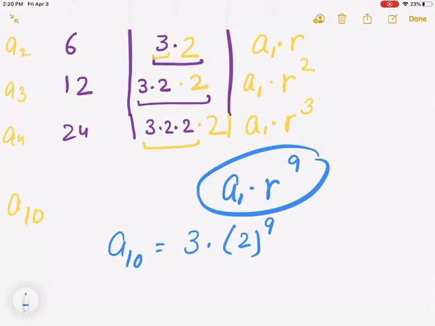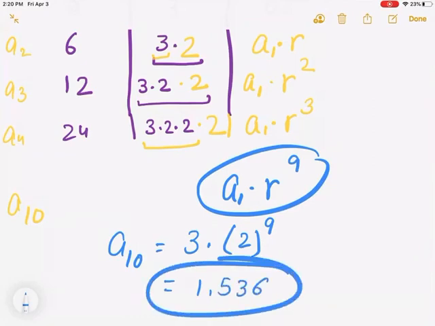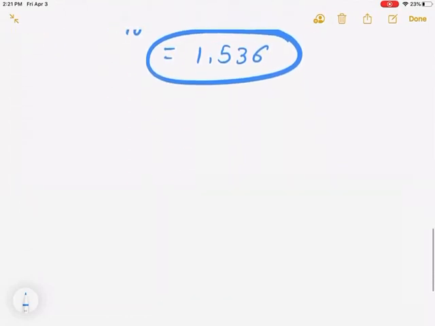Okay, so 2 to the 9th power is 512 and then I would times it by 3. So my 10th term for this sequence is going to be 1536. So that's how we do it. All right. I have one more example to show you with some fractions in it so that you can understand the process.